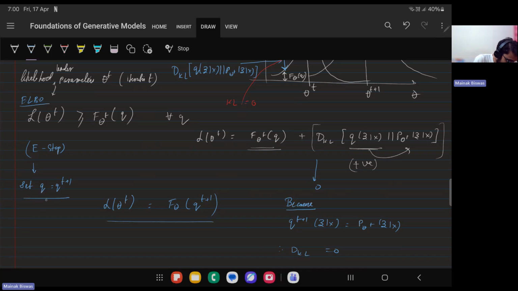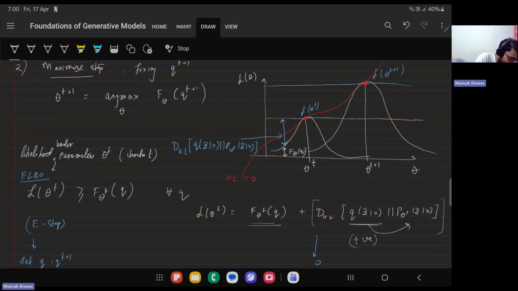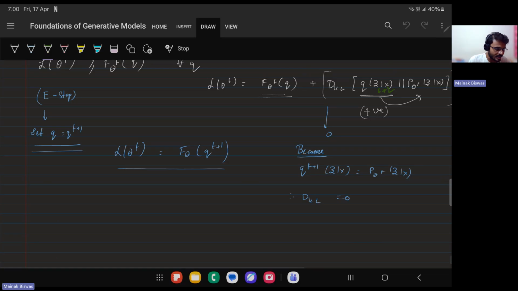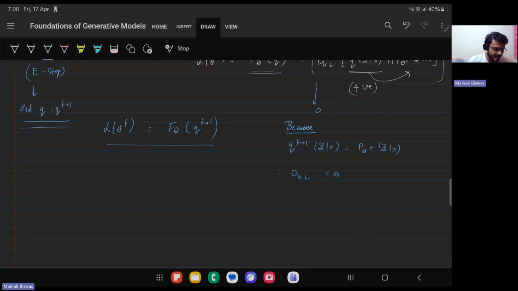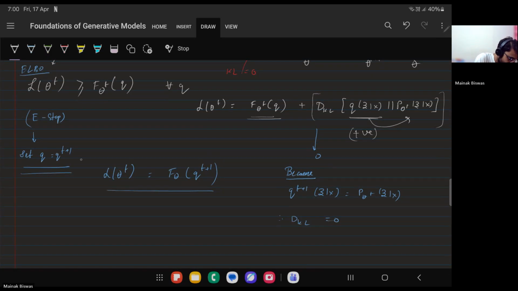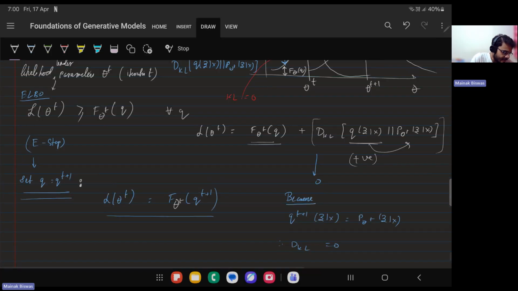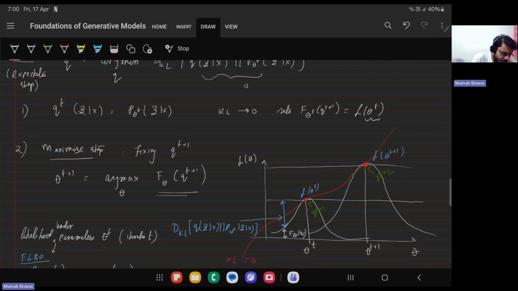If the DKL term goes to 0, then we have these likelihoods to be the same. The E step tells me that setting Q to be Q t plus 1, I get the likelihood at the t-th instant. So clearly, at this point, this is Q t plus 1. Here it is Q t plus 2, and so on. Setting the likelihood at Q t plus 1 is going to give me this equation, right? So now, this is F theta t. In the maximization step, I'm going to get another theta that maximizes over these F theta terms.